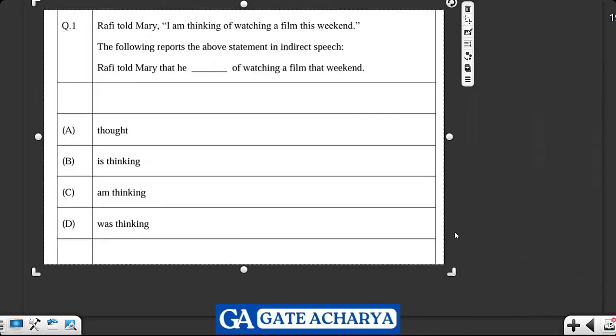What is the correct term? Can you try to answer this? In indirect speech, for the dash, what should come? Should it be: Rafi told Mary that he thought of watching a film that weekend, he is thinking of watching the film that weekend, he am thinking of watching the film that weekend, or he was thinking of watching the film that weekend? Which is the correct answer? Please try to answer this.